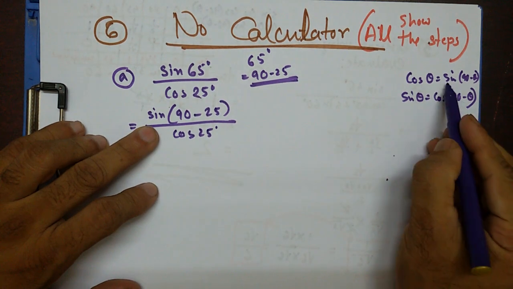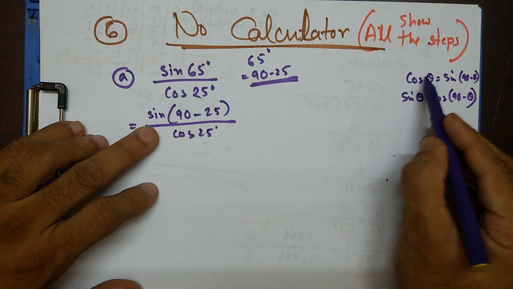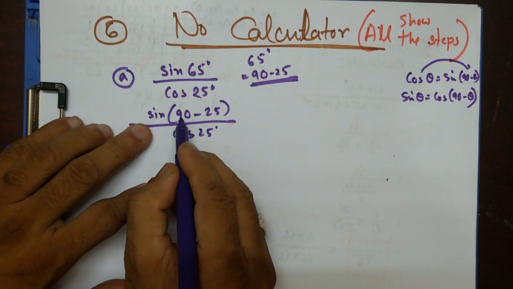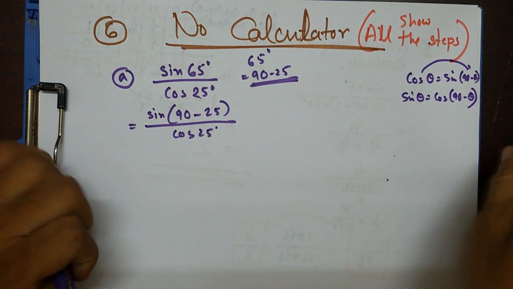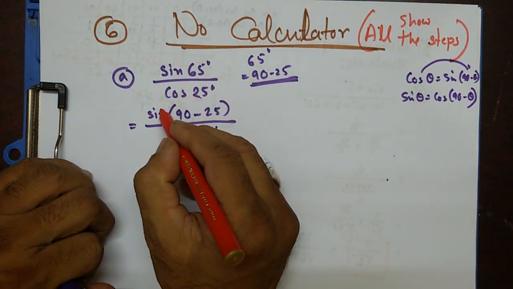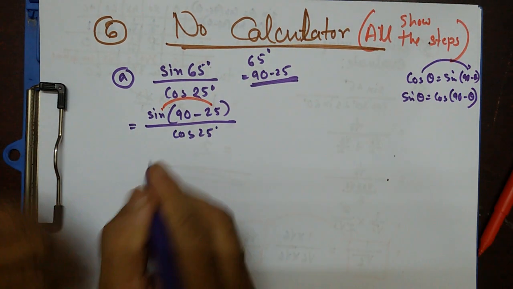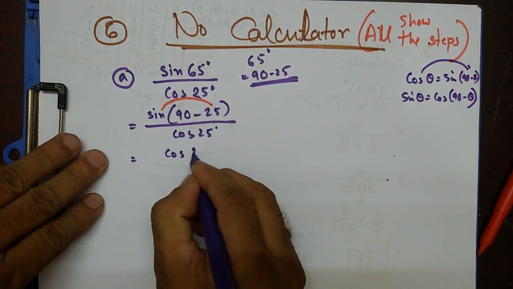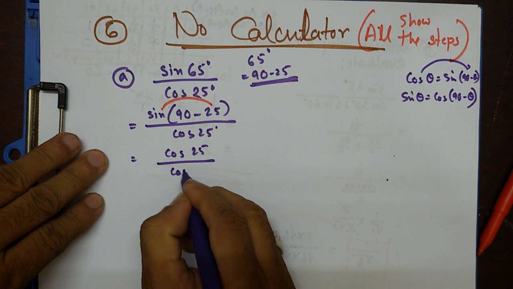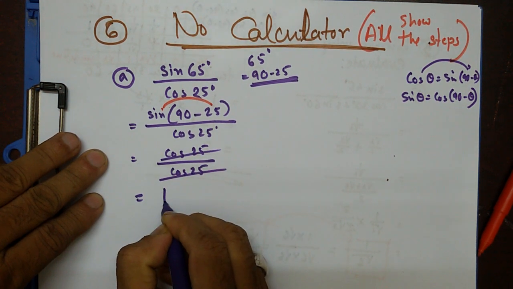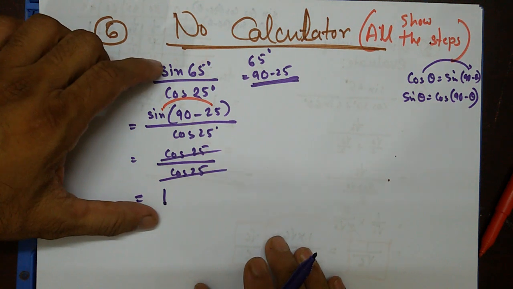Now sine 90 minus theta is always cos theta, complementary angles. So sine 90 minus 25, that's going to be cos 25. So it's going to be cos 25, and over here cos 25. You cross them out and it's going to be 1. Okay, so this is what it is.